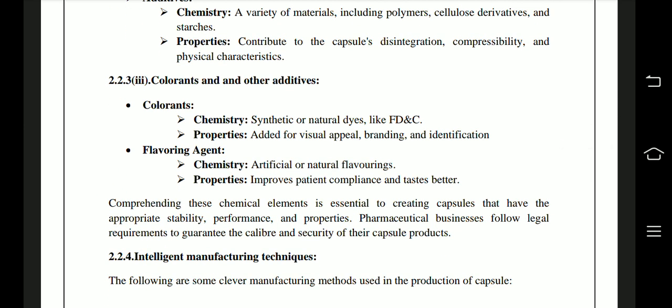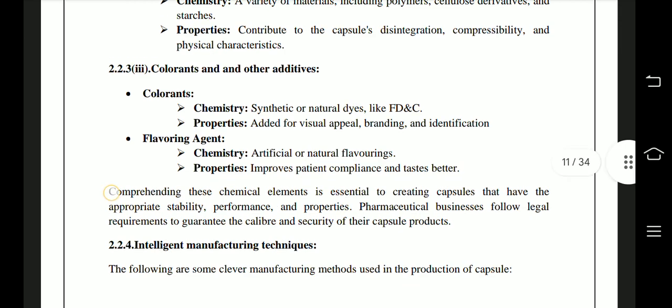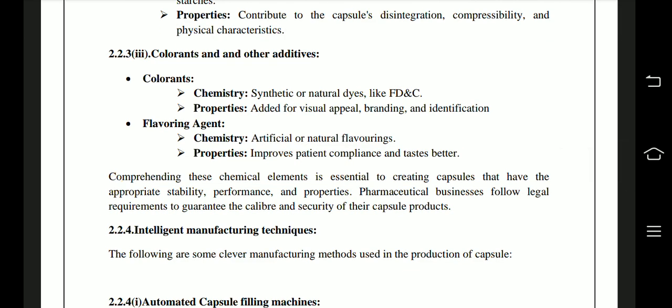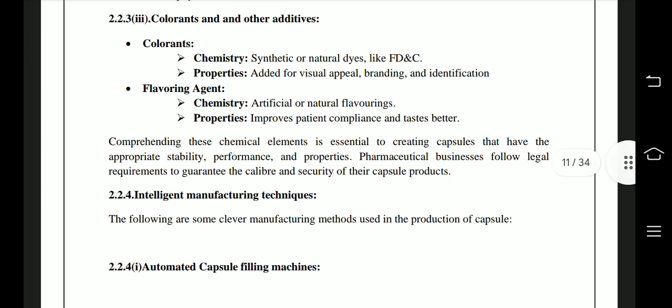Third one is colorants and other additives. Colorants and flavoring agents are involved in this point. Colorants, chemistry and properties. First one is chemistry: synthetic or natural dyes like FD&C. Properties: added for visual appeal, branding, and identification. In flavoring agents, chemistry is artificial or natural flavorings. In properties, they improve patient compliance and taste better.